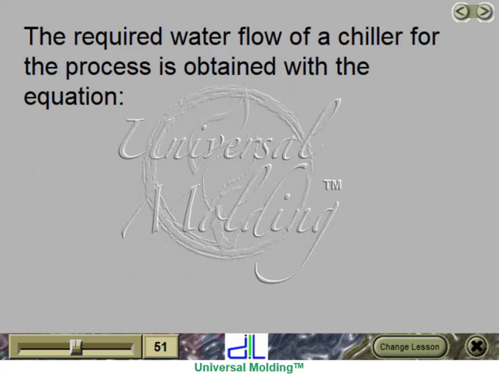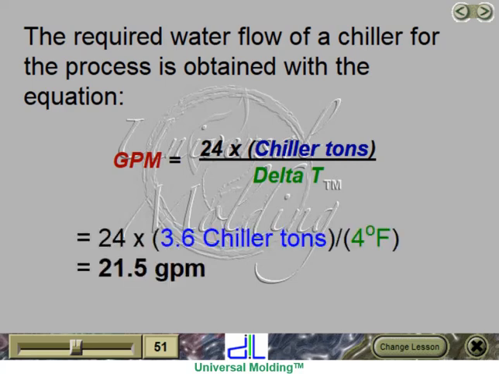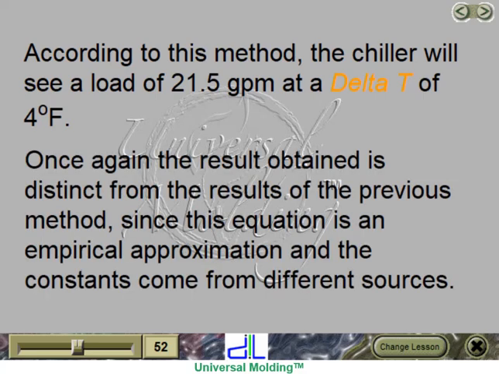The required water flow of a chiller for the process is obtained with the equation gallons per minute equals 24 times chiller tons, all divided by delta T. Substituting, we find that this equals 21.5 gallons per minute. According to this method, the chiller will see a load of 21.5 gallons per minute at a delta T of 4 degrees Fahrenheit. Once again, the result obtained is distinct from the results of the previous method, since this equation is an empirical approximation and the constants come from different sources.